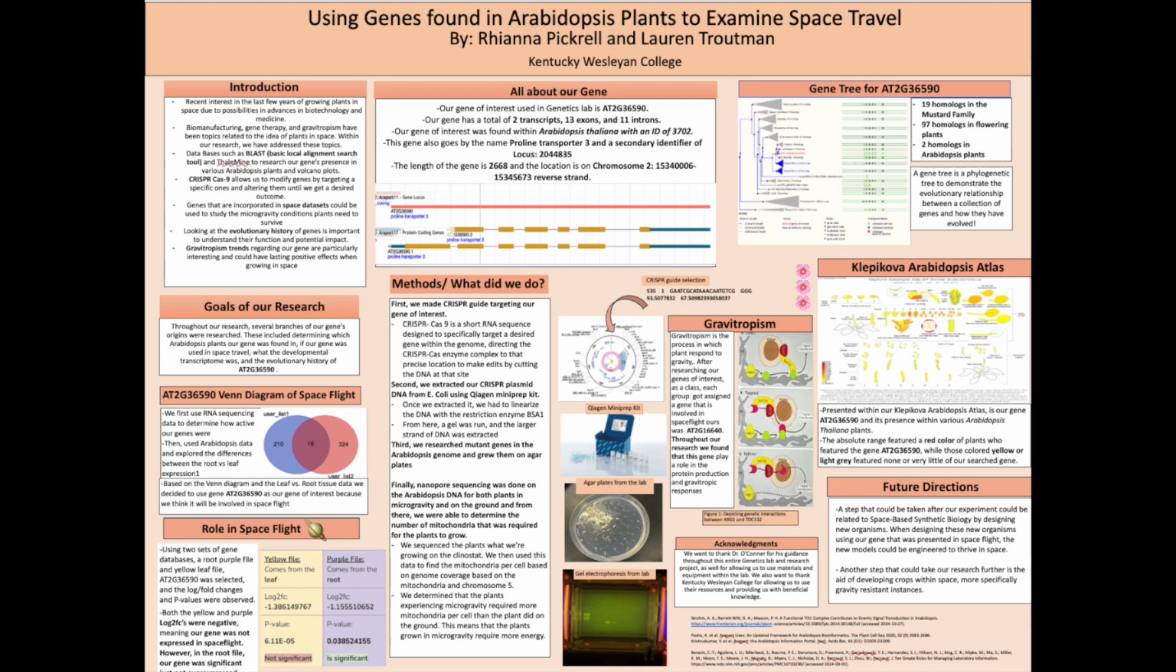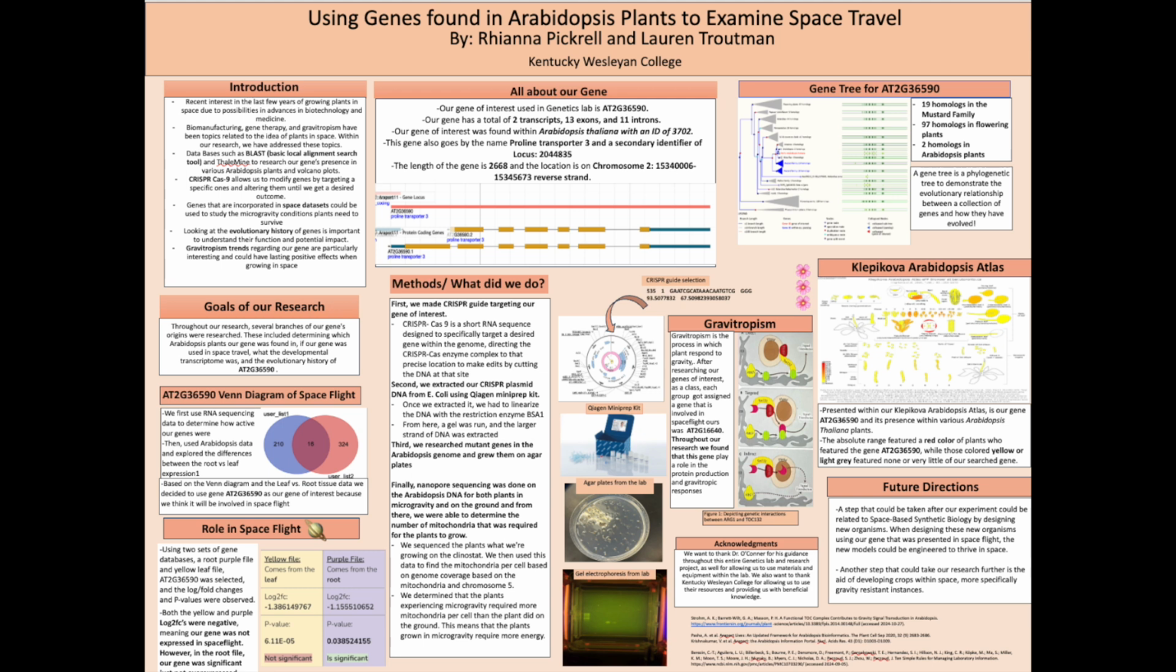210 genes were found within the root tissue and 324 genes were found within the leaf tissue, leaving 16 genes to be overlapped, leading to our hypothesis as to why we assumed this gene would be beneficial. The amount of gene overlap between root and leaf supports our idea of the gene being involved in spaceflight.